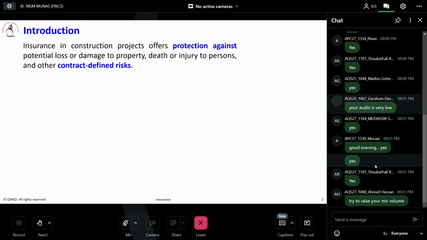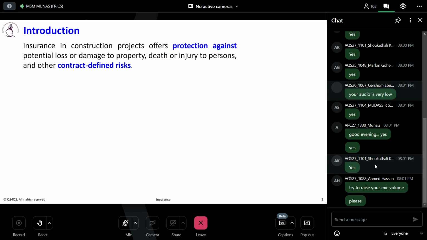So insurance. Why do we have the insurance and what is important? If you don't have the insurance, what will happen to the construction project? Ultimately, those disadvantages become advantages when you have the insurance.